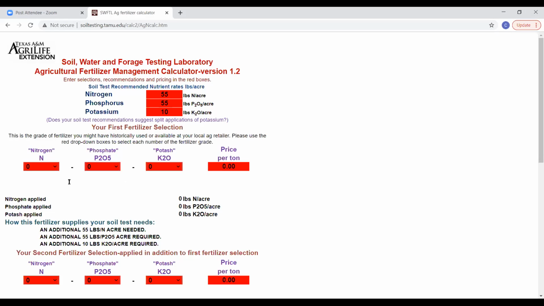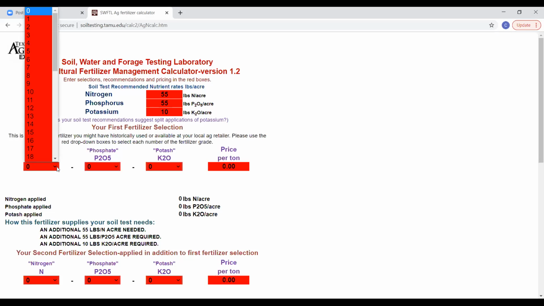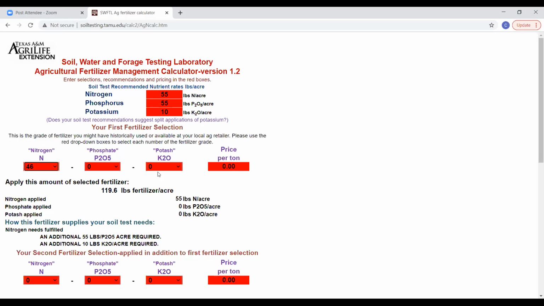So for this first fertilizer selection, as you saw, many of our fertilizer dealers are going to use either urea or ammonium nitrate as their nitrogen source. Urea is probably going to be a little bit more common. The makeup of urea is 46-0-0, so 100 pounds of urea has 46 pounds of nitrogen in it. These are drop-down boxes. I'm using urea, so 46-0-0.